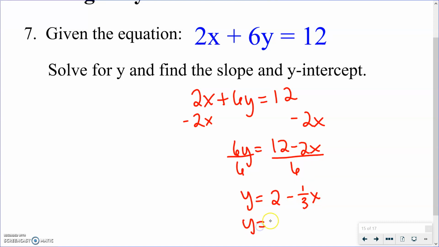And I'm going to rewrite it in slope-intercept form with the slope and then the y-intercept. So our slope in this equation would be -1/3. And our y-intercept, or our b, would be 2.